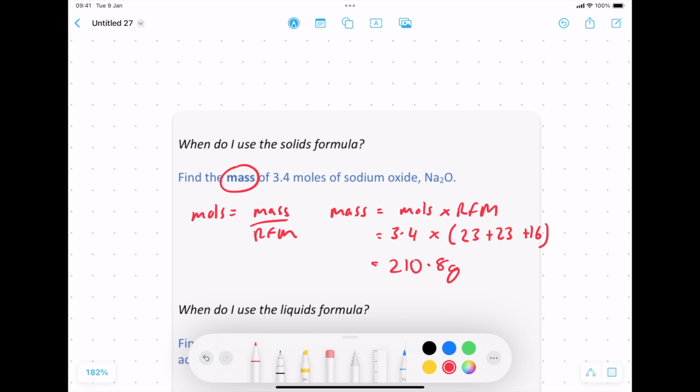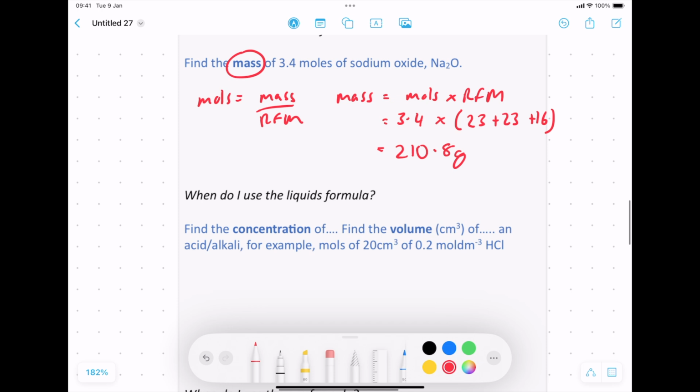So for the solids formula, you're looking for the word mass being used in the question. I know this might seem kind of obvious, but it's very common for students to get confused about which formula they should use.